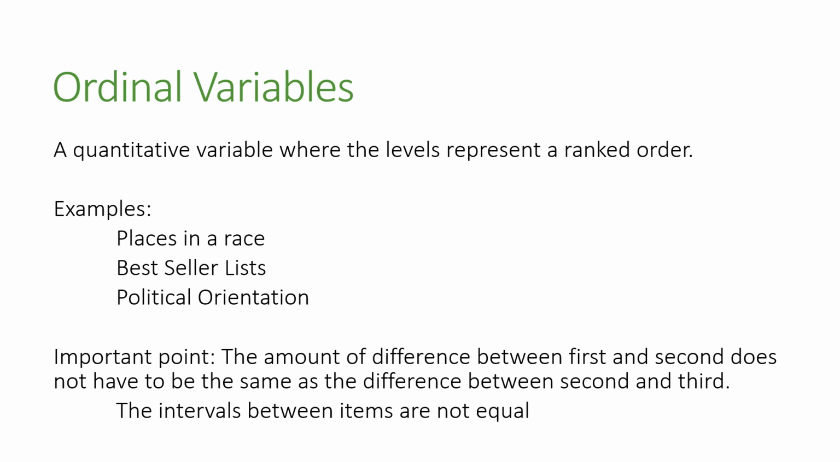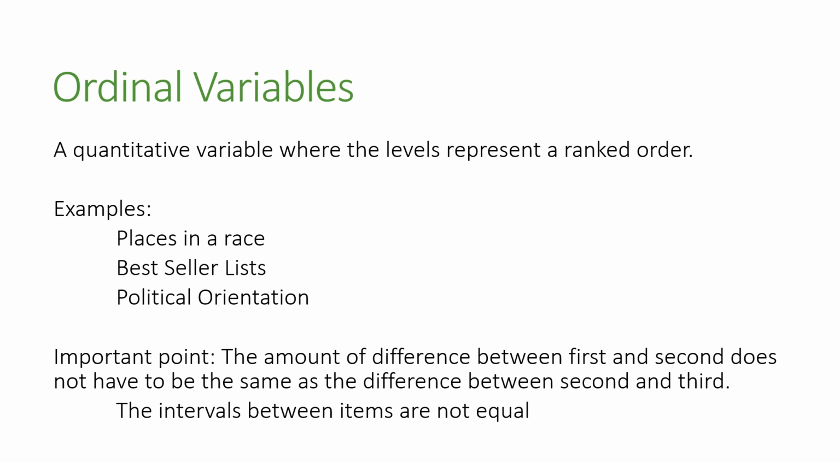The important point as it pertains to potential analyses is that what's unique about ordinal variables is that the amount of difference between the first and second on a list, or the second and the third, or the third and the fourth, do not have to be the same. In fact, they are likely going to be uneven. So let's say there is a race and the first runner finishes the 5K in 20 minutes, okay? The second runner finishes it in 22 minutes, and the third runner finishes it in 22 minutes and 5 seconds. The 2-minute difference between first and second is significant, but the difference between second and third is very small.